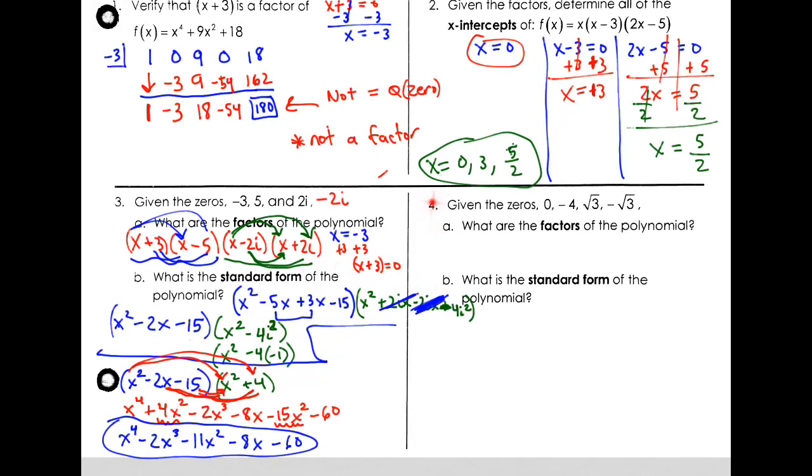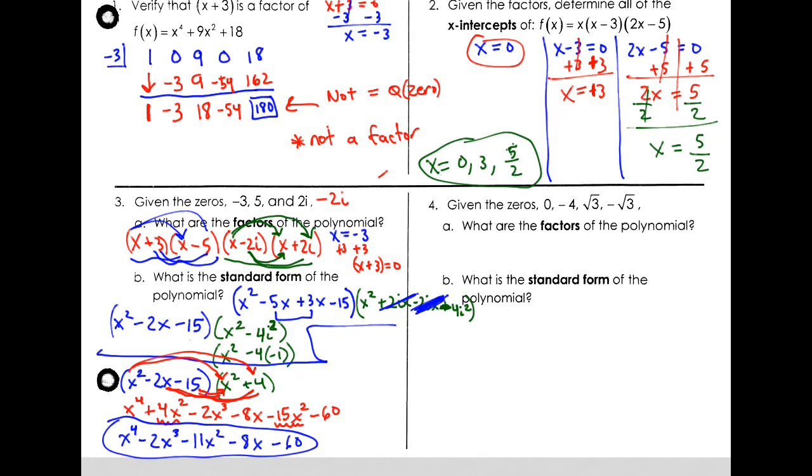Moving along to number 4. Kind of want to skip that one because it's pretty much what we already did in number 3, but I guess I'll go ahead and knock that out too. One of the zeros or solutions that they provided for you was 0. And so we talked about it in class. When you have a solution that's 0, the factor for that is going to be x. So let's go ahead and work this out.